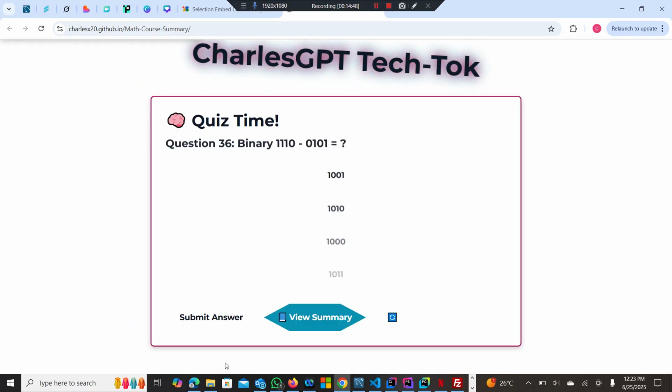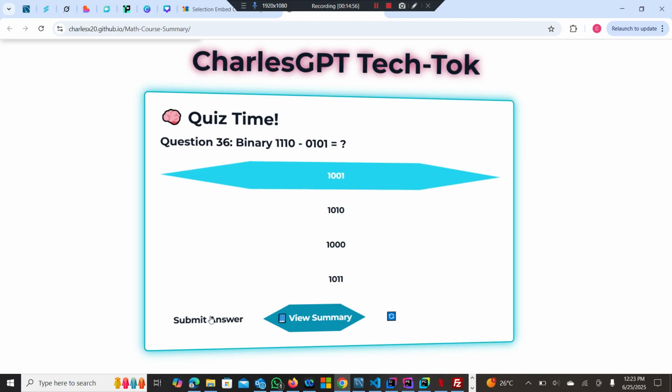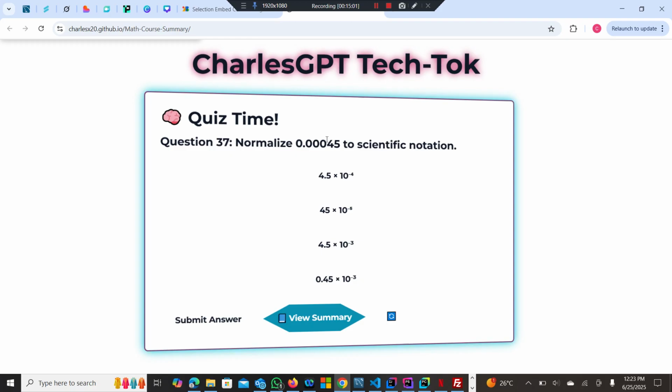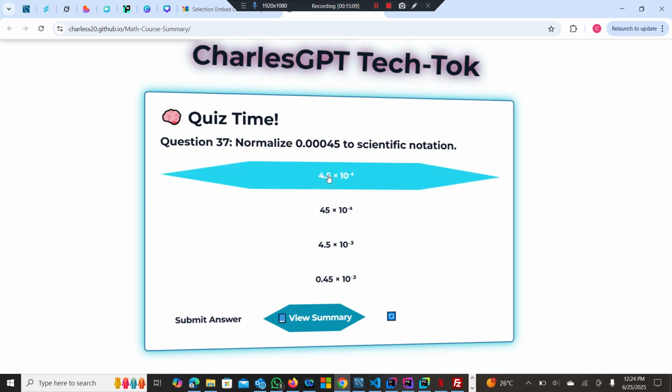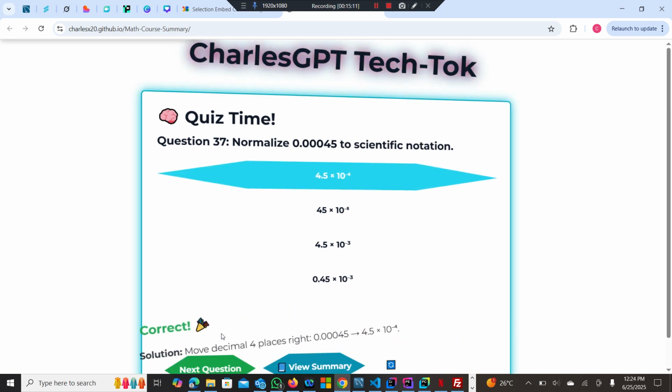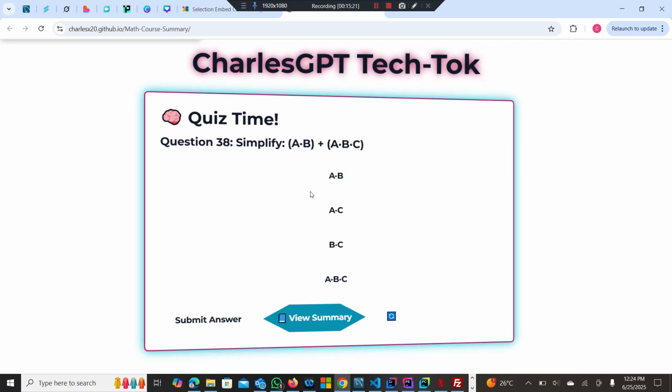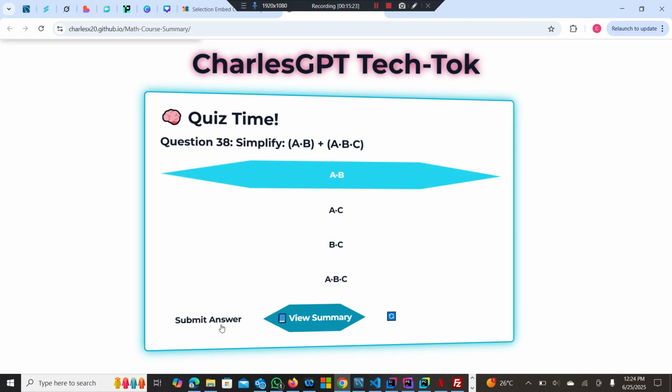Next question. So 1110 minus 1000. I think it's this. Okay. Next question. Normalize 0.00045 to scientific notation. We have 1, 2, 3, 4. So this, it's yeah. Okay. Simplify this plus this would be this plus this would be, I think this.